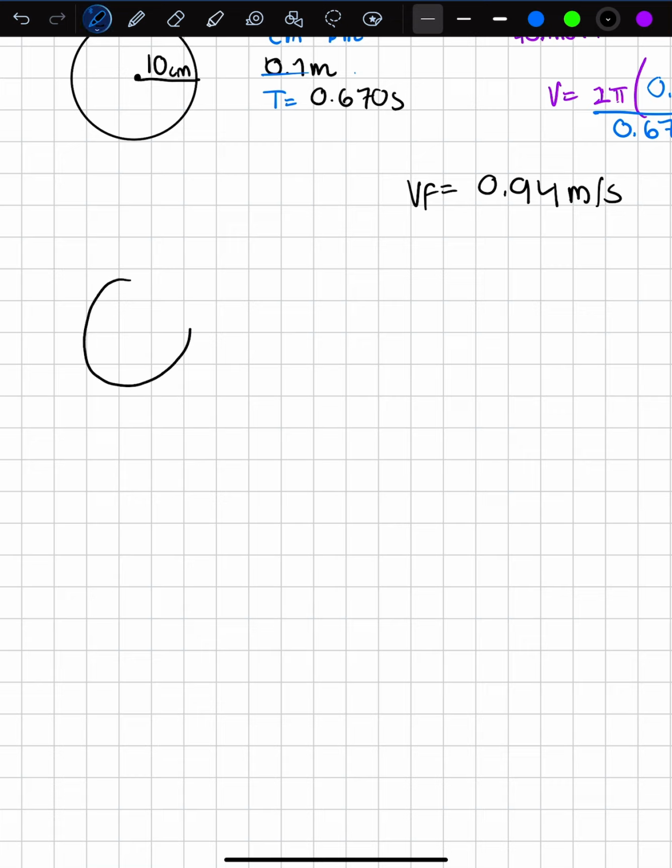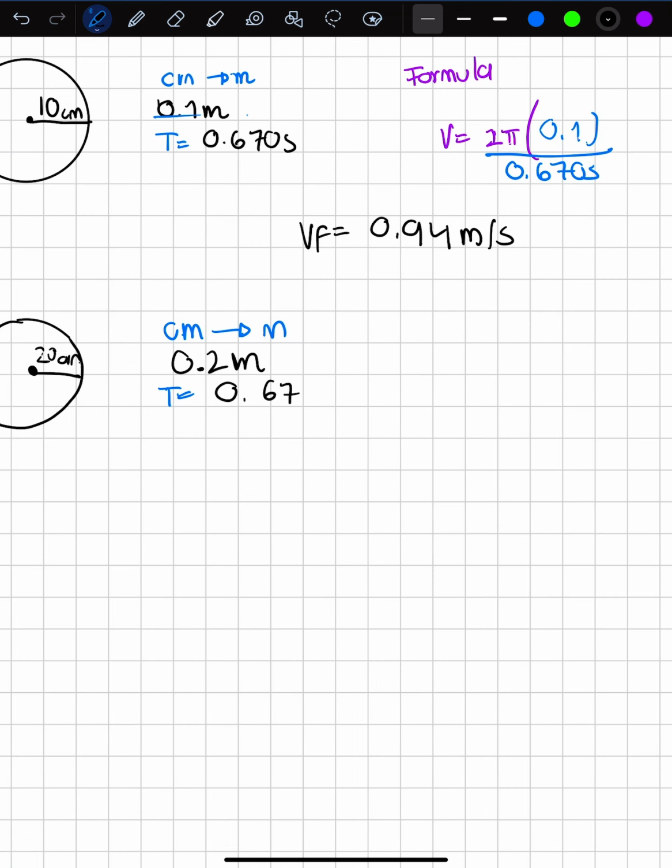So let me do that again, another circle. Point Q is 20 centimeters from the rotation axis. So let's do 20 centimeters. Now let's convert that from centimeters to meters. That's going to be 0.2 meters. And then we're using the same period, which is going to be 0.670 seconds.